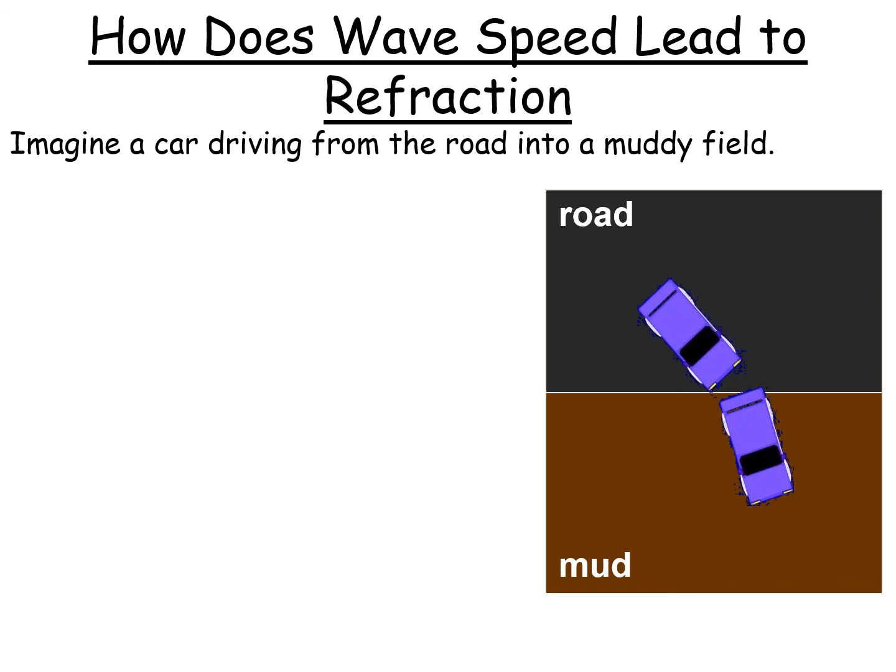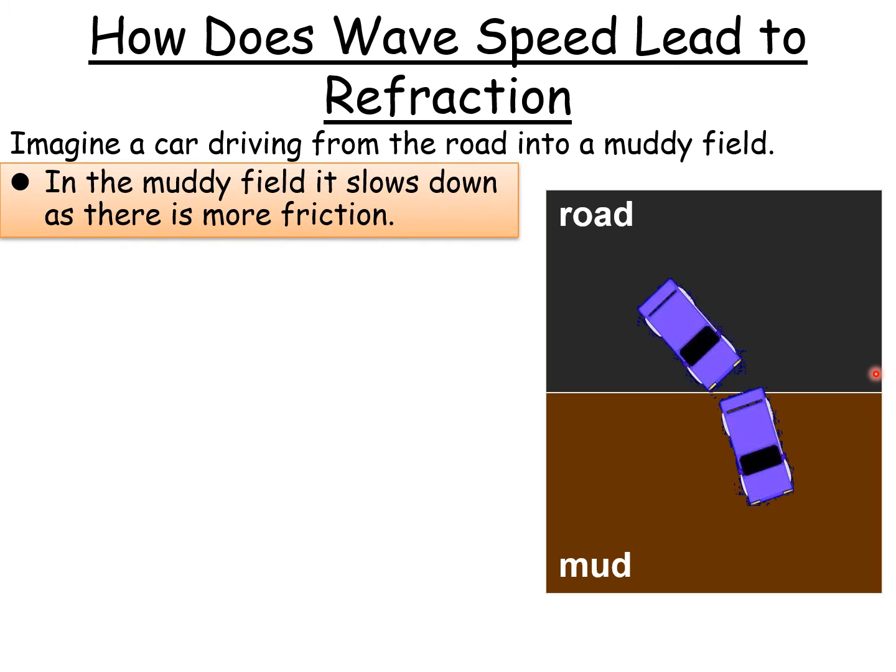Okay, so this is the final slide, and it's basically an analogy for us to explain why having a changing speed leads to refraction. Now, this came up as an open-ended question a couple of years ago, so it might come back in some form, so it's worth knowing this explanation. So the analogy is that imagine a car is driving from the road into a muddy field. So you can see there's my car going from the road onto a muddy field. In a muddy field, it slows down as there's more friction.